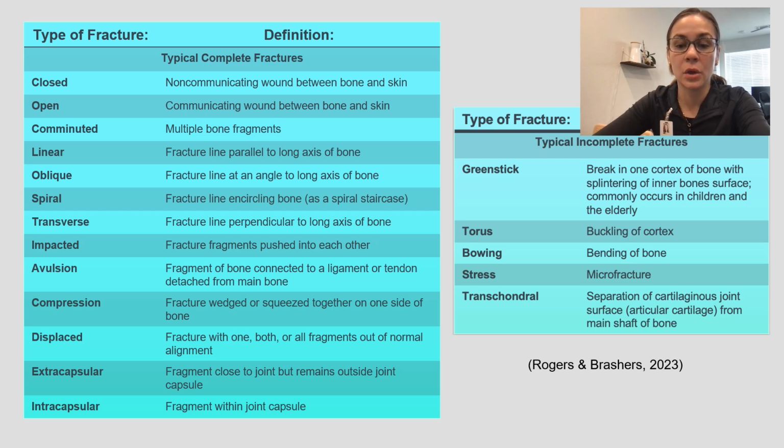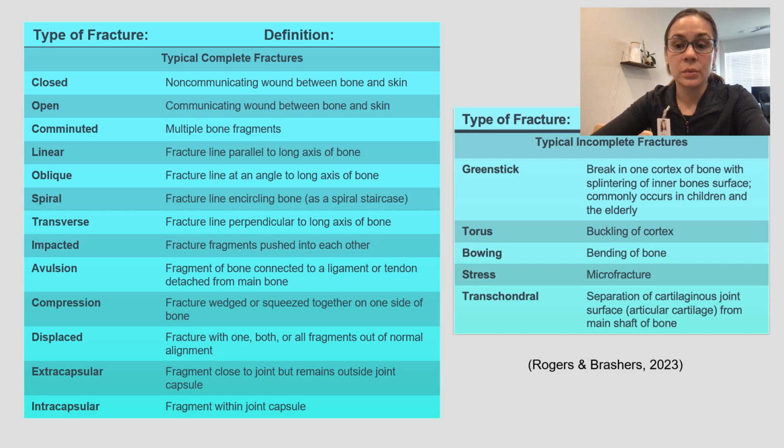Extracapsular is a fragment close to the joint but remains outside of the joint capsule. Intracapsular is a fragment within the joint capsule. For typical incomplete fractures, you have greenstick fractures, which is a break in one cortex of the bone with splintering of the inner bone surface. It commonly occurs in children and the elderly.